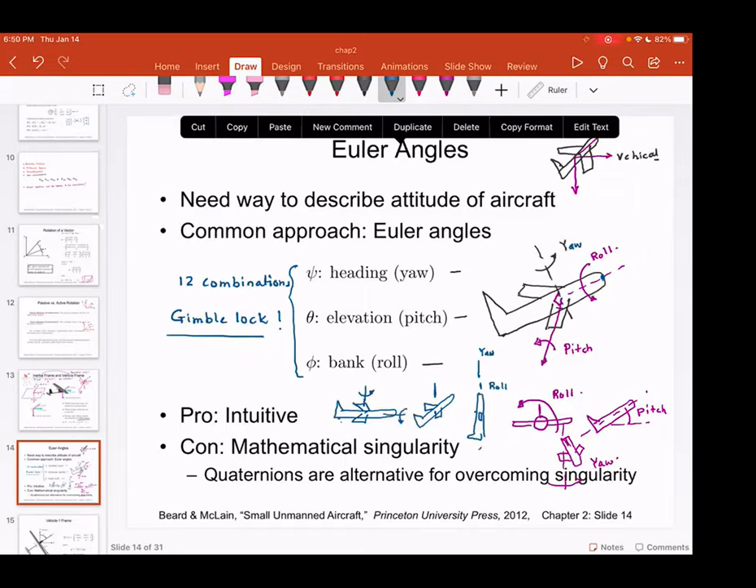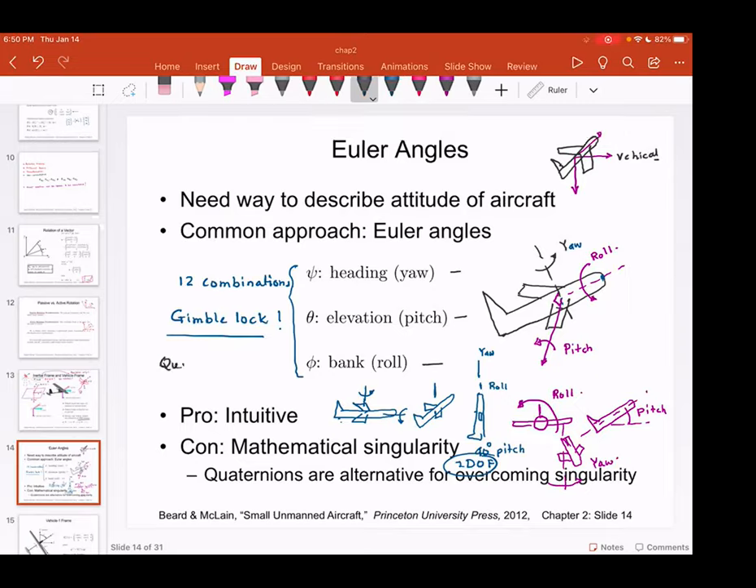So at 90 degree pitch, I lost one degree of freedom. At 90 degree pitch, my roll axis and my yaw axis coincided. They become one and the same. That is what is called gimbal lock. And if you want to avoid gimbal lock, you use something called quaternions. The discussion on quaternions is in the textbook. They are used for designing missiles, guidance systems, or fighter planes, where you have complex 90 degree pitch maneuvers.